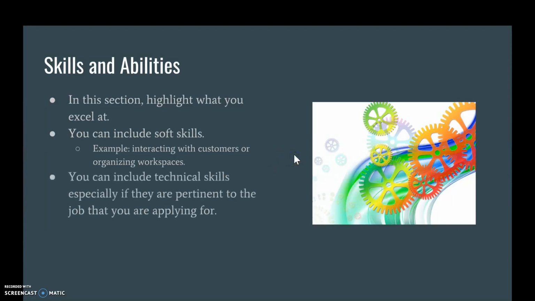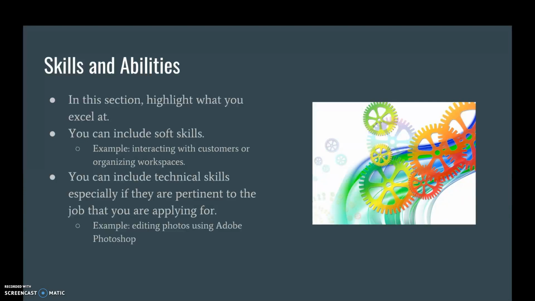You can also include technical skills, especially if they're pertinent to the job that you're applying for. For instance, if I'm applying for a job in commercial arts or advertising design, it'd probably be useful to know how to edit photos. So I would highlight that in the technical skills section. Again, you might not have had a job where you've done this, but if you have the skills, that's what the employer is looking for.